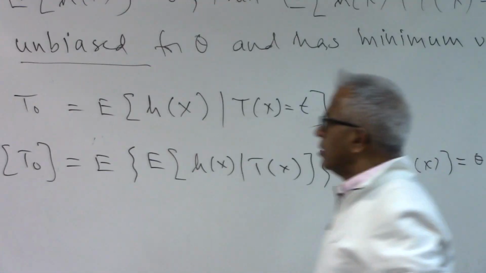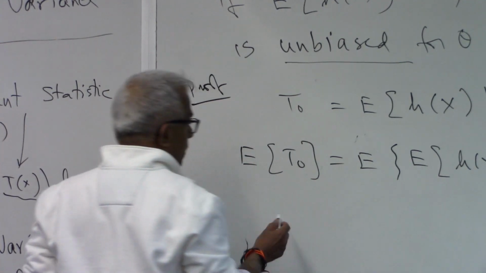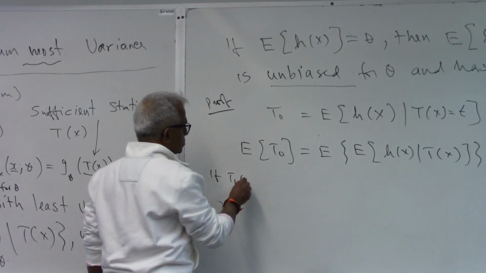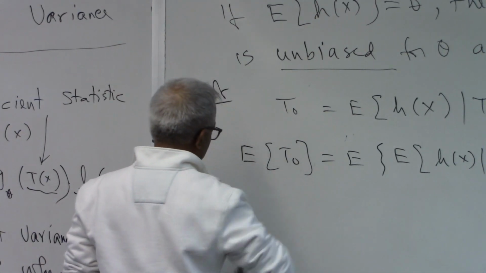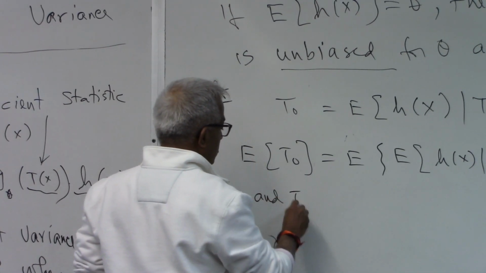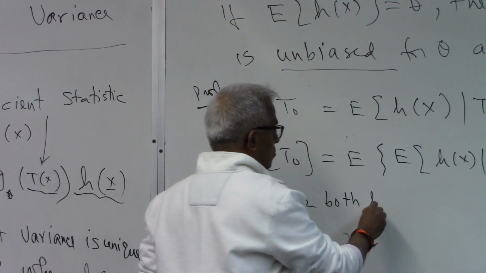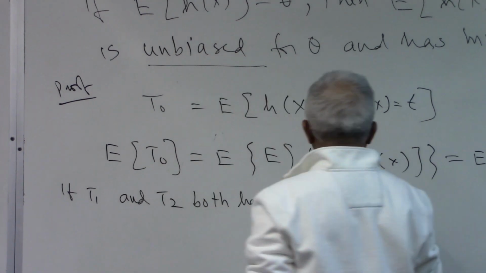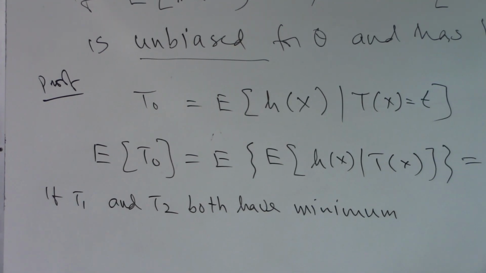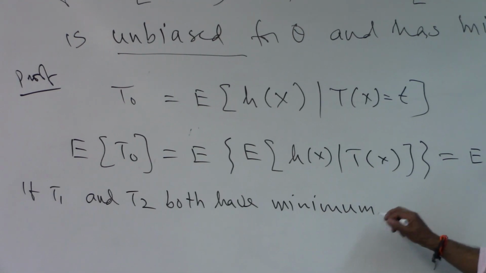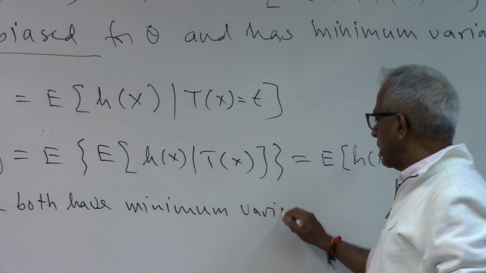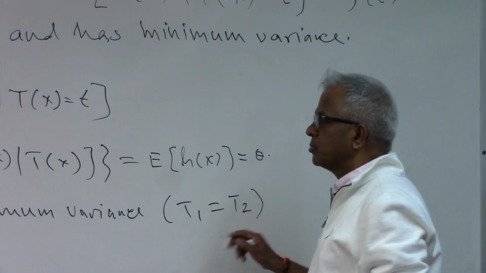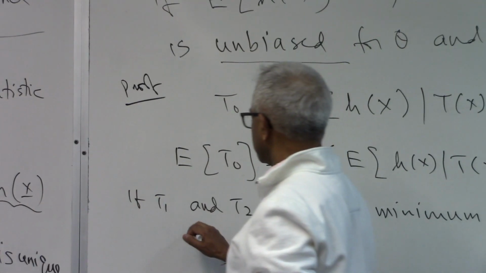Okay, now before I proceed with that, let me show that it is unique. So if T1 and T2 both have minimum variance, then I want to show that T1 is T2. In other words, both are unbiased.